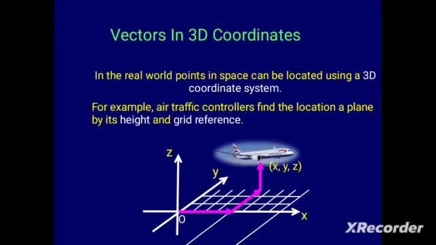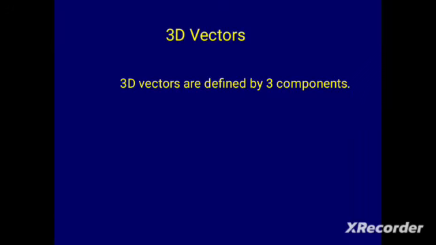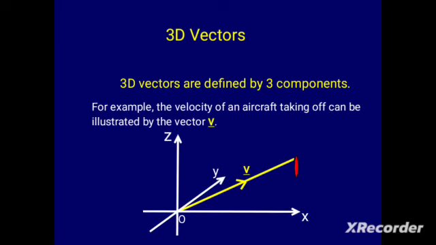So that is the concept of vectors in the three-dimensional coordinate system. Now, 3D vectors are defined by three components. For example, the velocity of an aircraft taking off can be illustrated by the vector v.